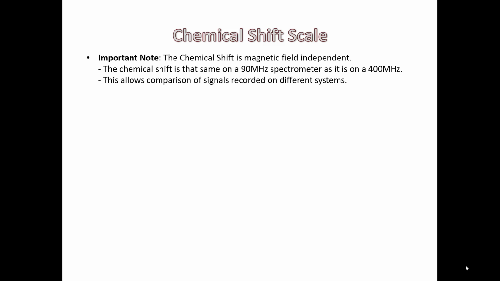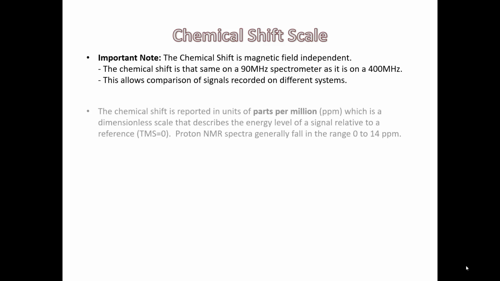So let's talk a little bit about the scale of chemical shifts. The chemical shift is magnetic field independent. That is, the chemical shift is going to be the same on a 90 megahertz spectrometer as it is on a 400 megahertz spectrometer. This allows comparison of signals recorded on different systems. So I can look at a sample on my 90 megahertz, and a colleague can look at a similar sample on a 400, and the ppm scale means the same thing.